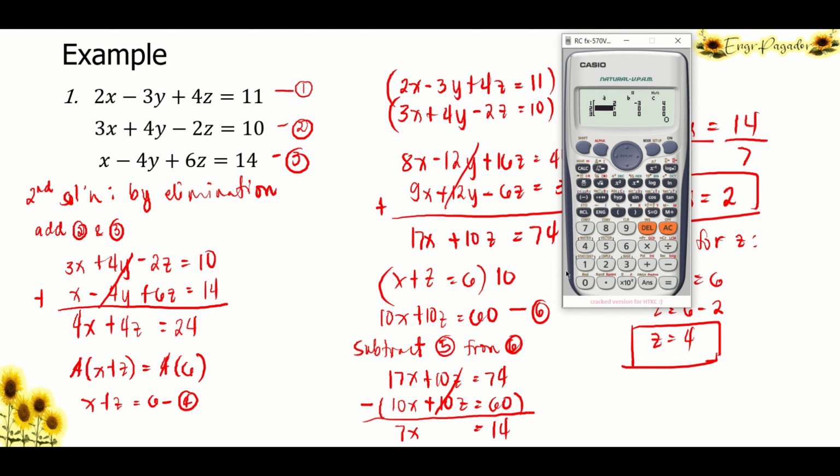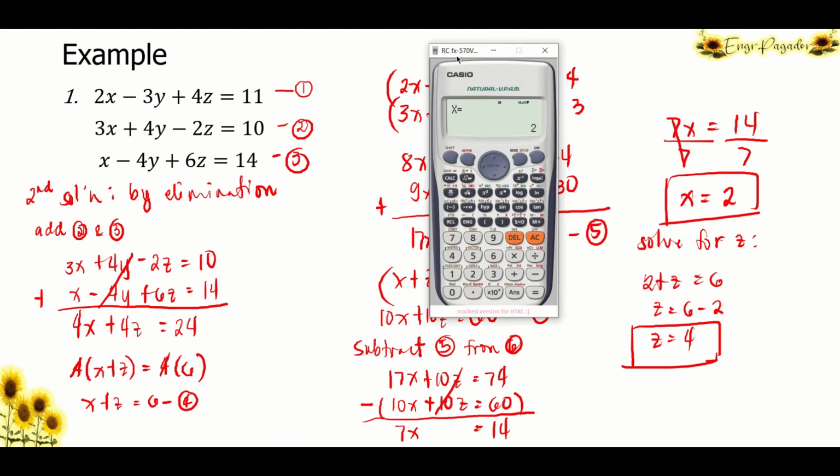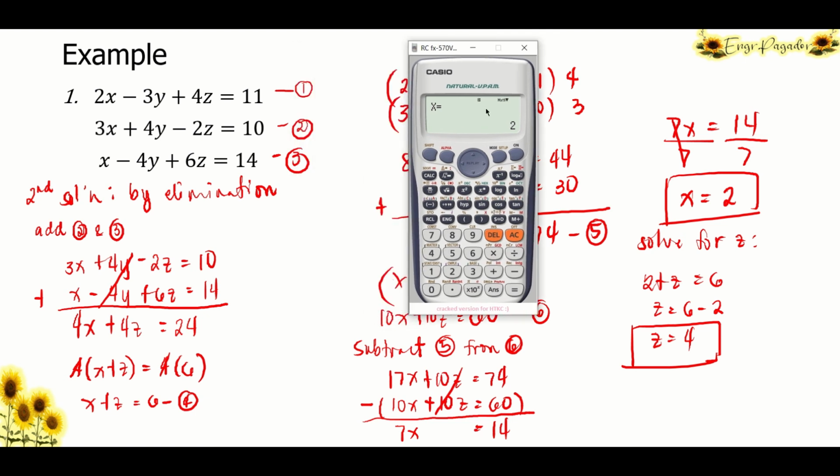For the second equation, that is 3, press equals, and then 4 equals, and then negative 2. And for the fourth column, that is equal to 10. For the third equation, we have 1, negative 4, positive 6, and then positive 14. Now that we have input all of those, we may press equals. So, our matrix now has values. Again, press equals. And then the values of our unknown variables will appear.